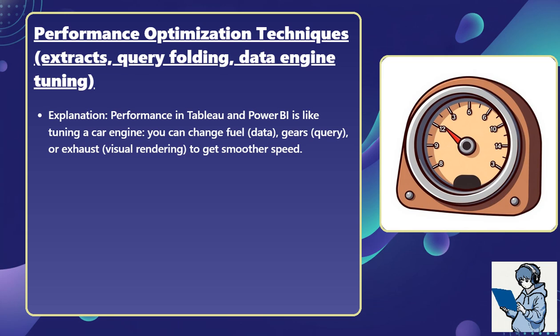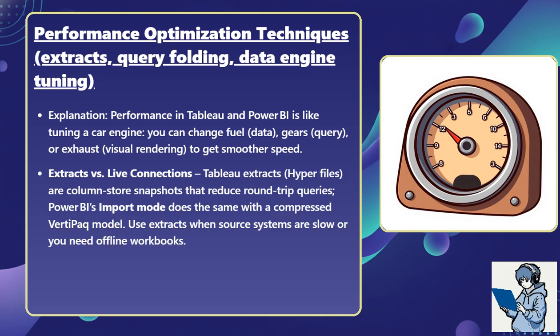Explanation. Performance in Tableau and Power BI is like tuning a car engine. You can change fuel (data), gears (query), or exhaust (visual rendering) to get smoother speed. Extracts versus live connections. Tableau extracts, Hyper files, are column store snapshots that reduce round-trip queries. Power BI import mode does the same with a compressed VertiPaq model. Use extracts when source systems are slow or you need offline workbooks.